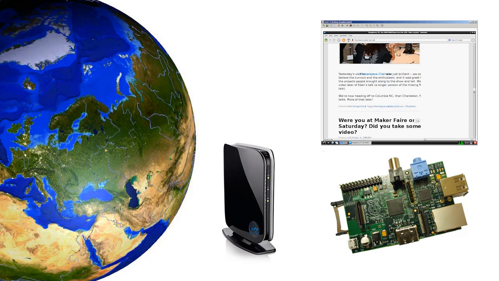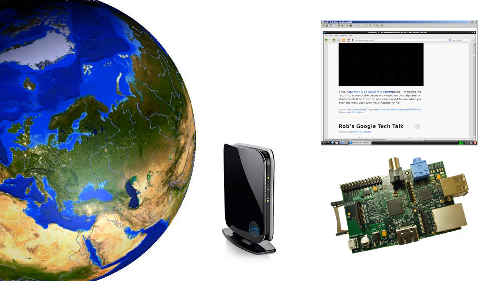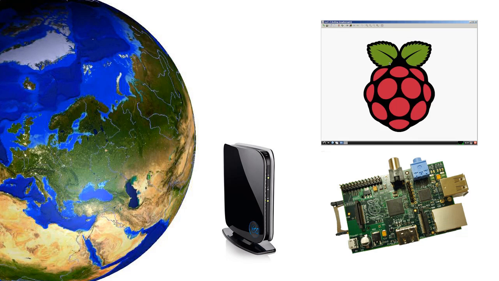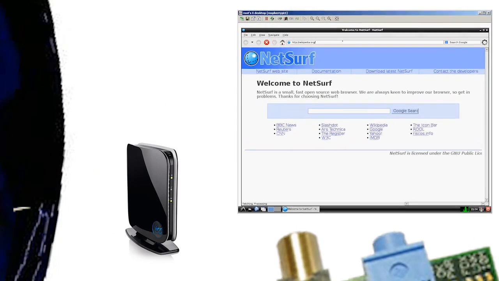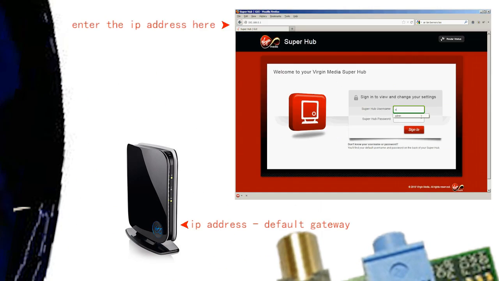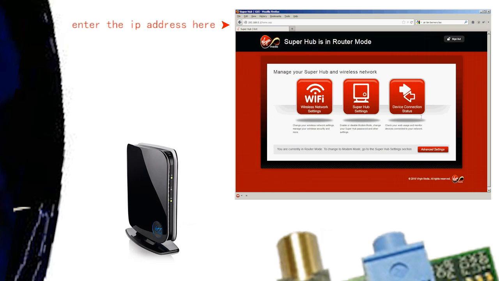Some functions of a box similar to this were explained in a previous video about networking. Point the browser at your box by entering its IP address. This is usually the address of the default gateway. Enter the username and password, and then click on the Advanced Setting button.